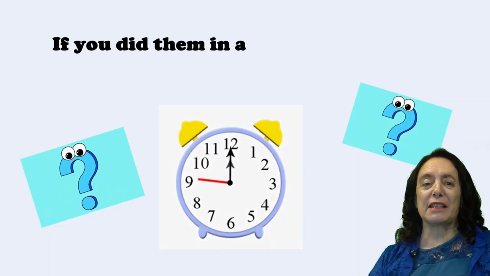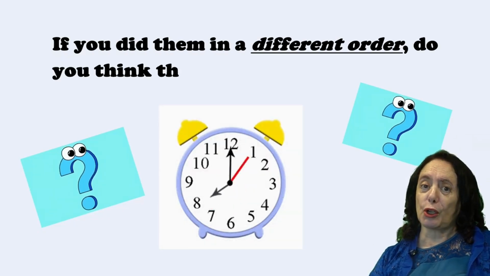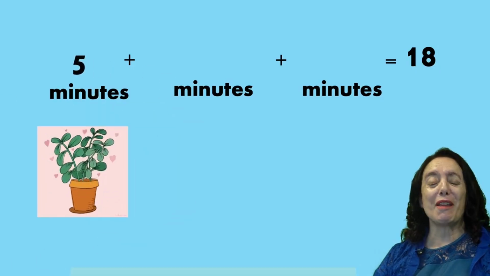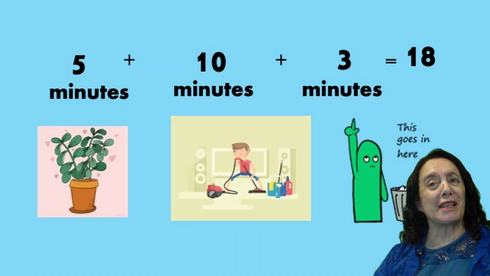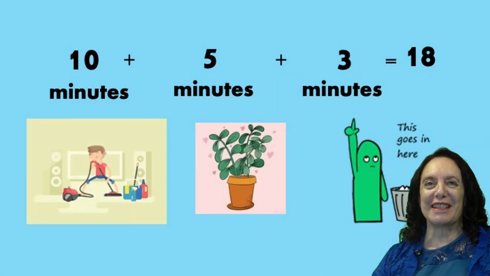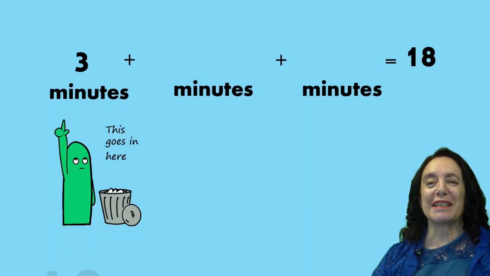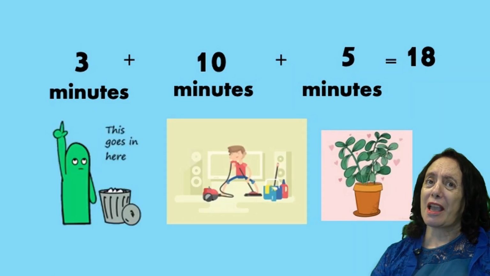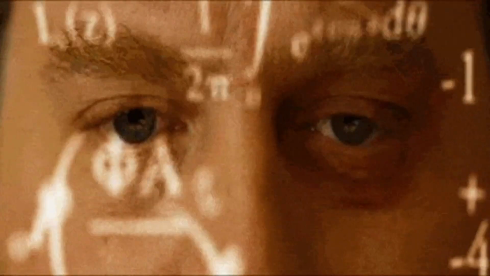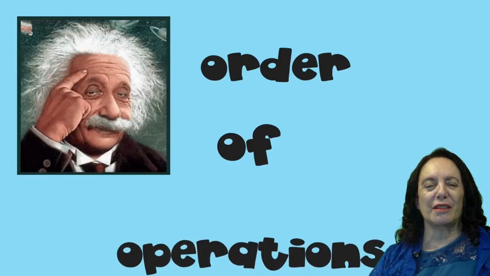If you did them in a different order, do you think the total time would change? I don't think so, because 5 plus 10 plus 3 equals 18, or 10 plus 5 plus 3 equals 18, or 3 plus 10 plus 5 equals 18. But in math, we follow an order of operations.